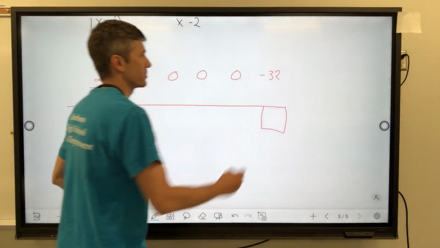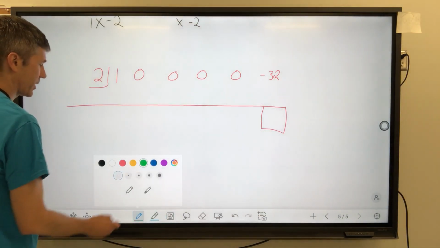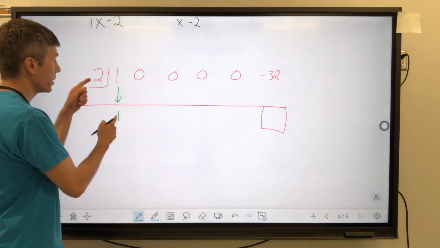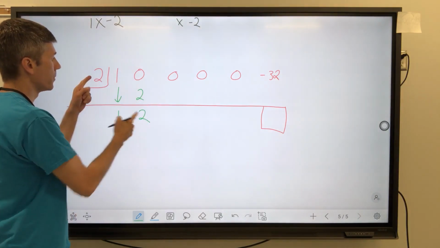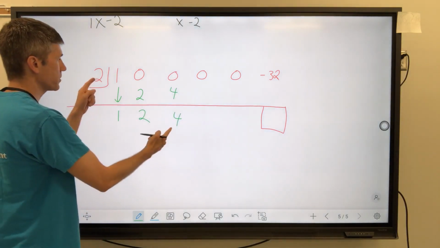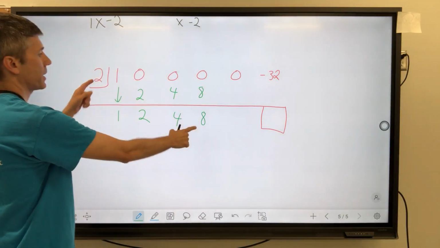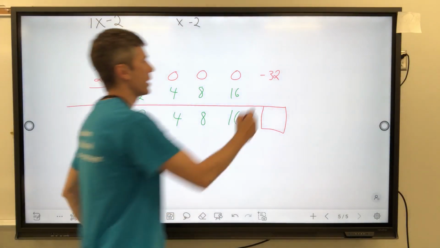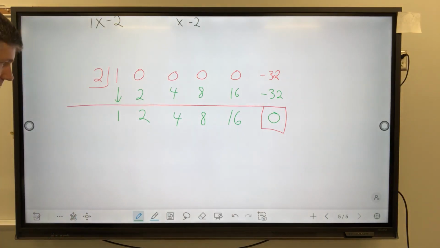I almost blurted it out. All right, green. Why not? 1. Bring it down. Let's go faster. Multiply. Put it there. Add. 0 plus 2. Multiply 2 times 2. 4. Put it there. Add. Multiply 2 times 4 is 8. Put it in the next column. Add. Multiply 16. Put it there. Add. These go fast after a while. Multiply. Put it there. Add. Remainder of 0. This is neat.